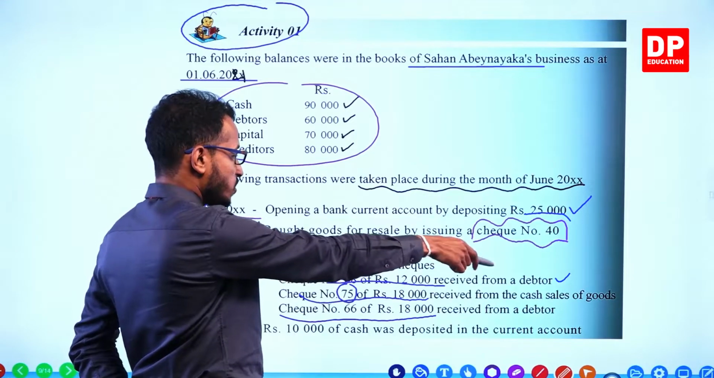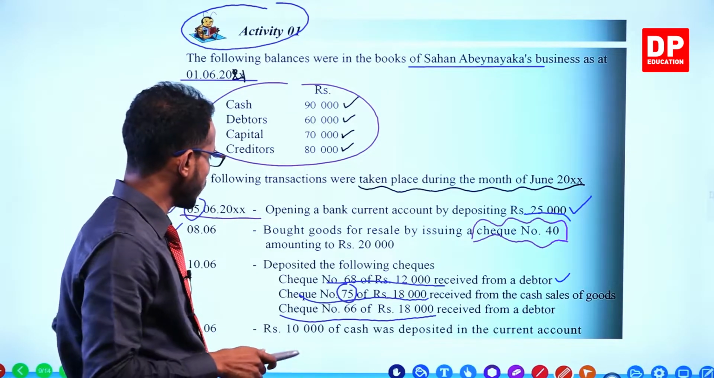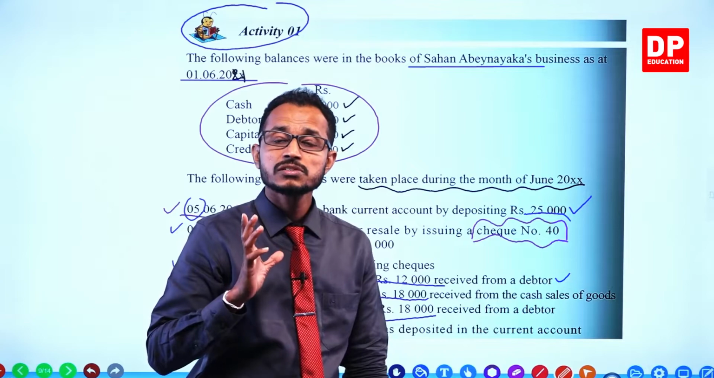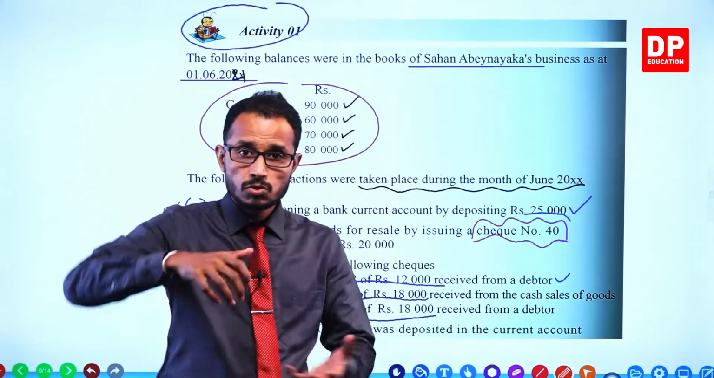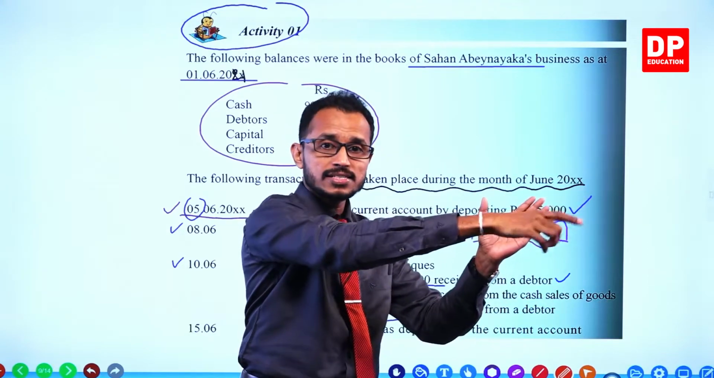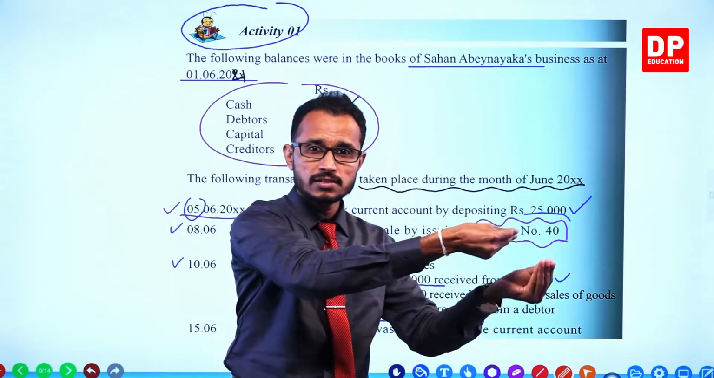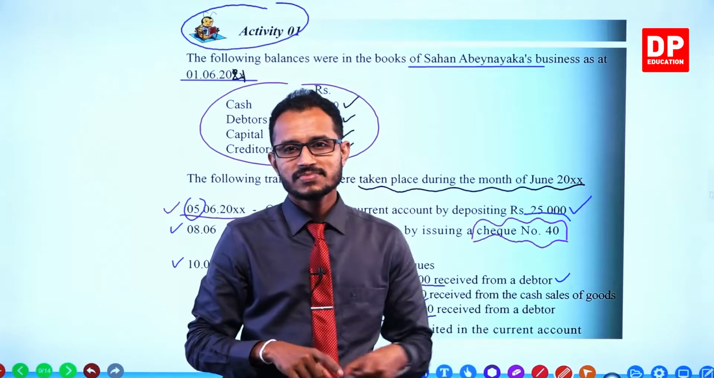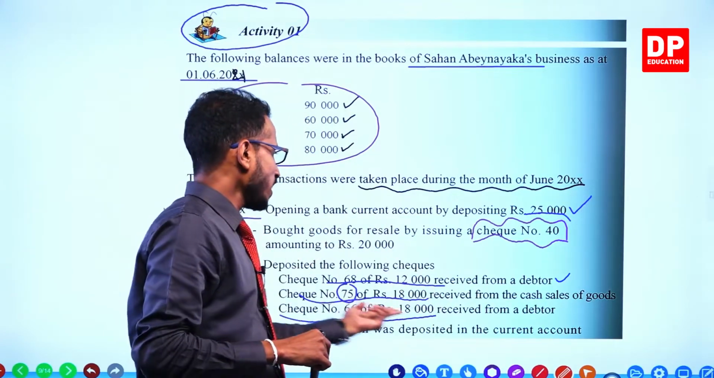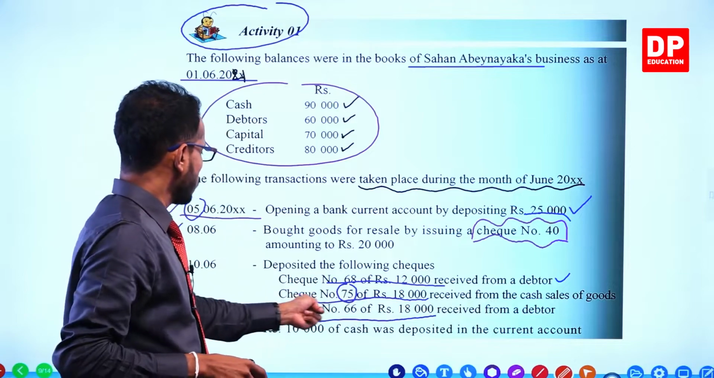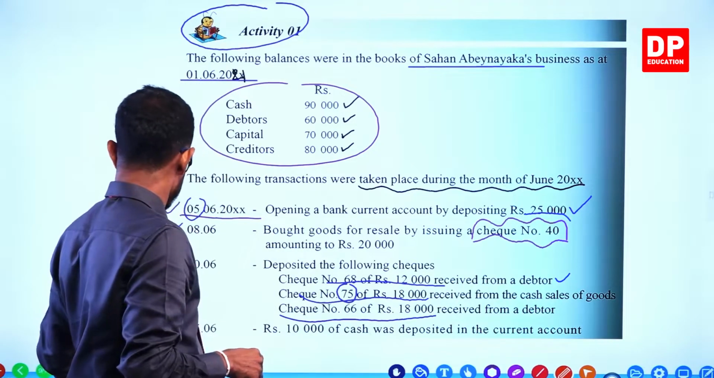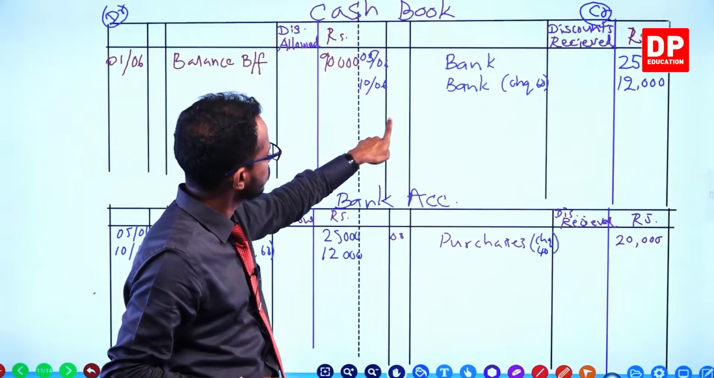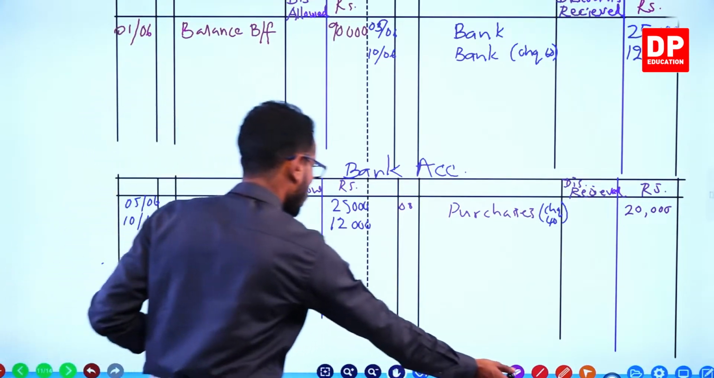18,000 received from the cash sales of goods. This check is an 18,000 check and it has been received from the cash sales of goods. We have sold goods and received not cash but a check. We have kept it in our cash till. That check is going to the bank now. Same double entry. 18,000 debited in the bank account.